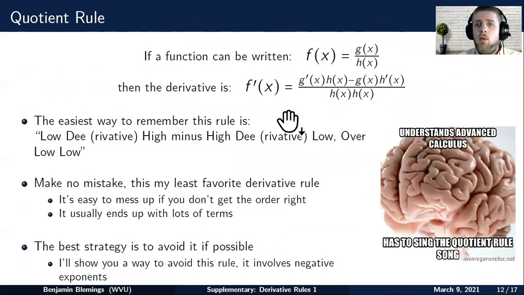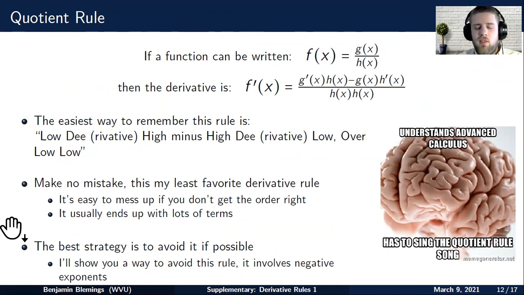All right, now the quotient rule. If a function can be written as f of x equals g of x over h of x, then the derivative is f prime of x equals g prime of x h of x minus g of x h prime of x over h of x times h of x. And so from this derivative over here, the easiest way to remember this rule is low d high minus high d low over low low.